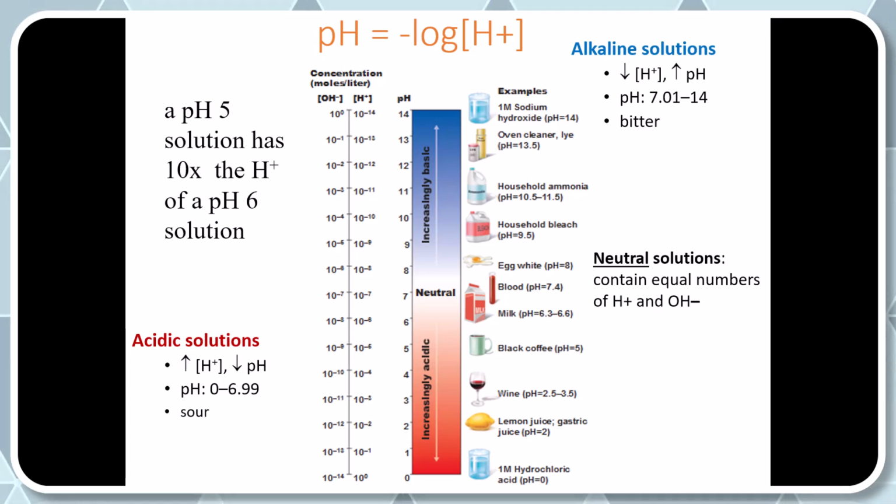And we're not tasting chemicals, but alkaline solutions have a bitter taste. If we go below 7, those are acidic solutions. They have a high concentration of hydrogen ions and a low pH. And again, generally speaking, we're not tasting chemicals like in the lab, but lemon juice or citric acid, those are acidic.